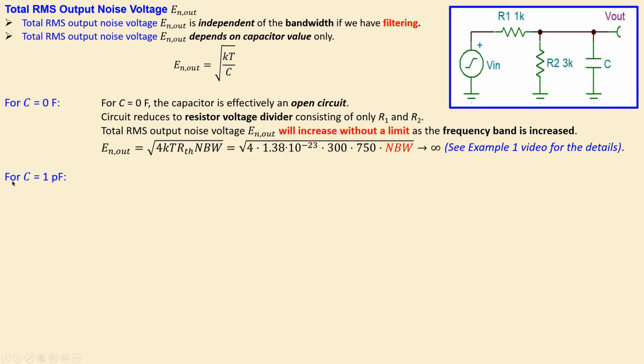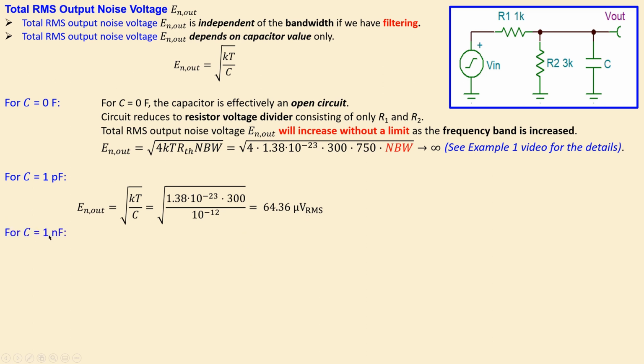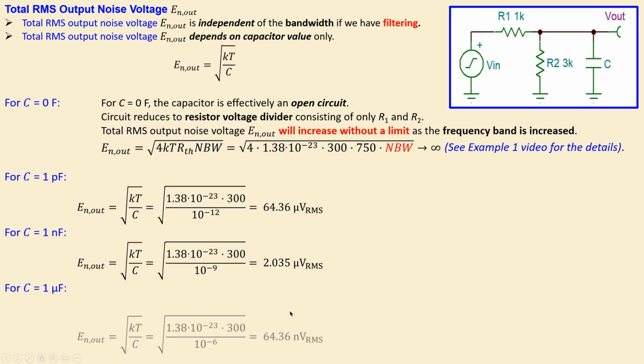If you have a capacitor of 1 picofarad, so that is some filtering, then we can use this formula, and then you substitute the value, you will have 64.36 microvolts in RMS. Now, if you move on for 1 nanofarad, you do the math again, you will have this value, and for 1 microfarad, you will have this value.